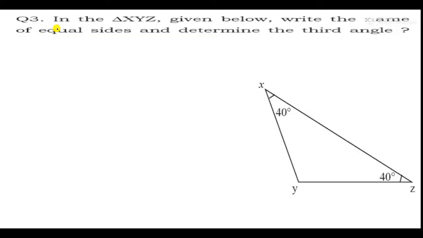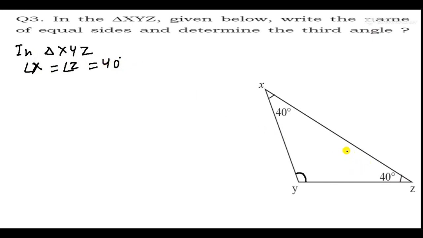Now come to question number 3. In triangle XYZ given below, write the name of the equal sides and determine the third angle. So the third angle we have to determine. So let us see here. As you know, in triangle XYZ, it is given that the angle X is equal to angle Z. It is given as 40 degrees.